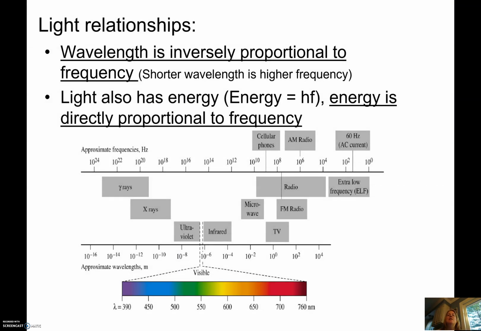Now, how are these things related to each other? Wavelength and frequency are inversely proportional to each other. That means if I have a short wavelength, I have a high frequency. Or if I have a long wavelength, I have a low frequency. But like I said, light is also energy. It's a transmission of energy. And energy is directly related to frequency. But that means, therefore, it's inversely proportional to wavelength.